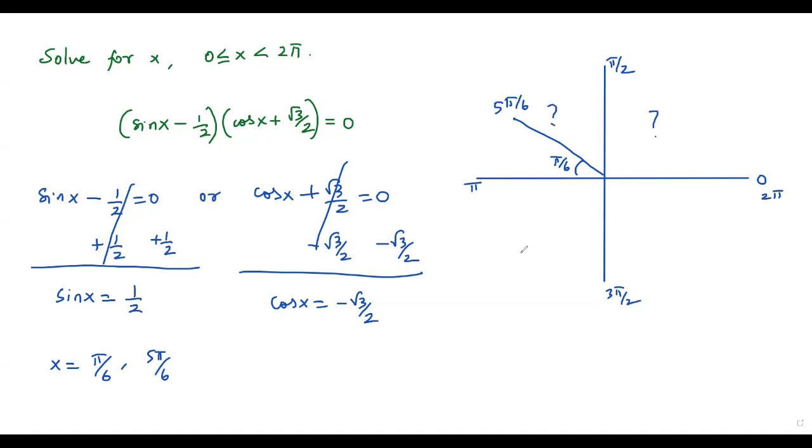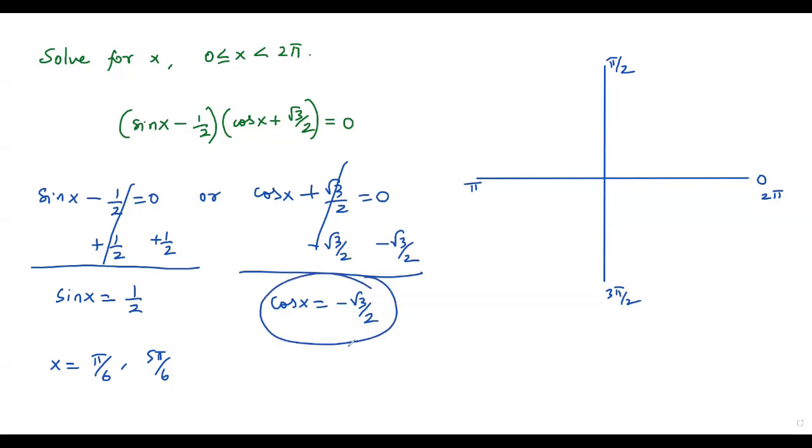If I go to the third quadrant and fourth quadrant, this is the third quadrant and this is the fourth quadrant. In the third quadrant and fourth quadrant, the sign is negative. So I got two values for x. One is from the first quadrant and the other one is from the second quadrant. Okay, now let's solve the second equation.